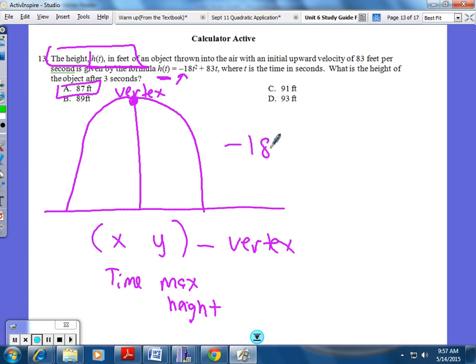And for those of you that like to do it without a calculator, this is what you would put. This is what you would solve. You just plug in 3 seconds in your equation and simplify that, and you should get 87 if you do it right.